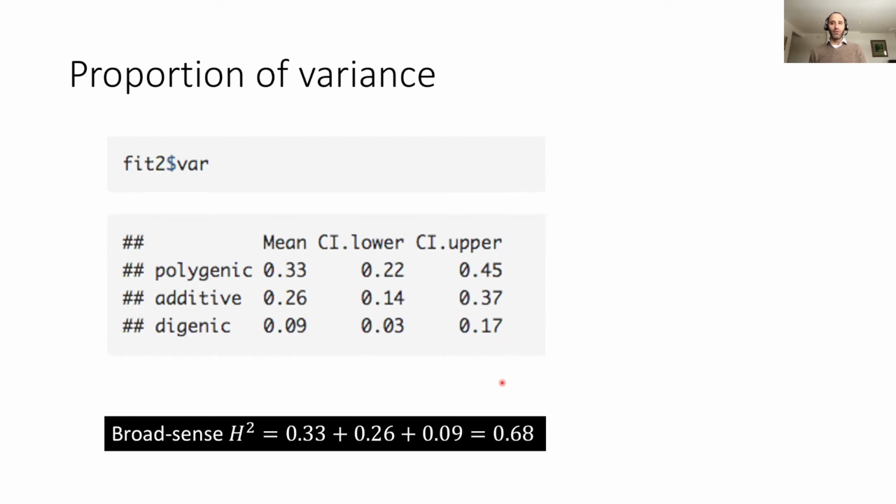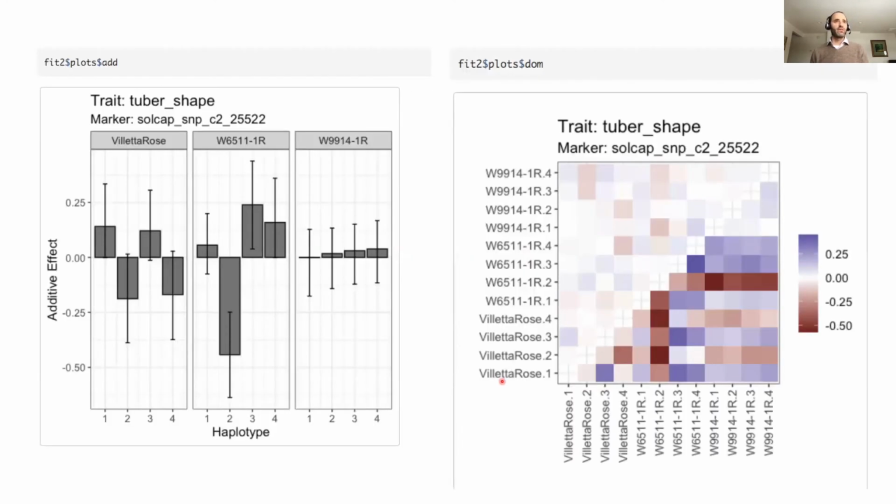Other things returned by the fitQTL function include some plots. Under the plots element of the list, you have an additive and a dominance version, and these are the types of visuals that we saw at the beginning. This is the haplotype effects for that QTL, and then these are the diallelic dominance effects and the sum of them.